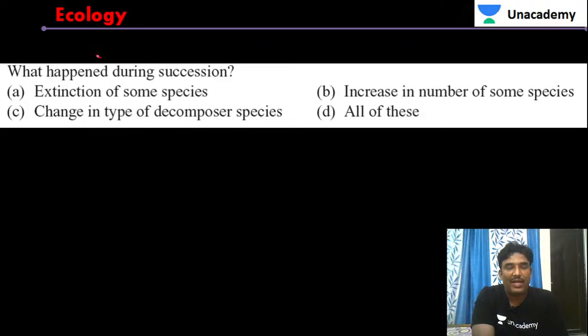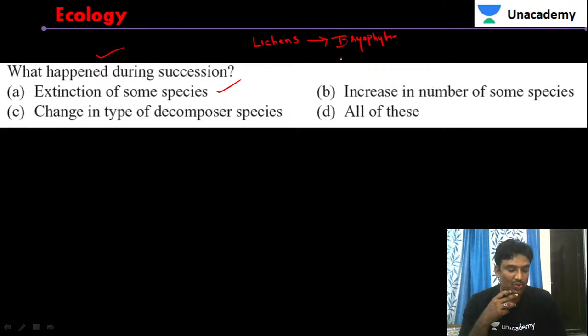Then, what happens during succession? That was the question. Let's see the statement here. During succession, what happens? Extinction of some species. Yes, during succession, some members of the species get extinct. Just now we have seen initially the first community is lichens, and they got extinct, and they are followed by Bryophytes. So certainly no doubt, extinction of some species will be taking place.